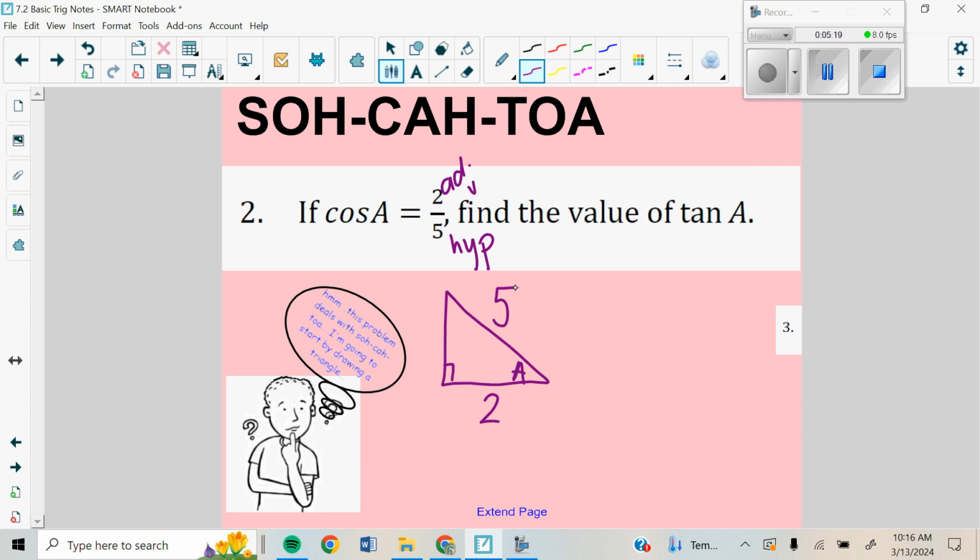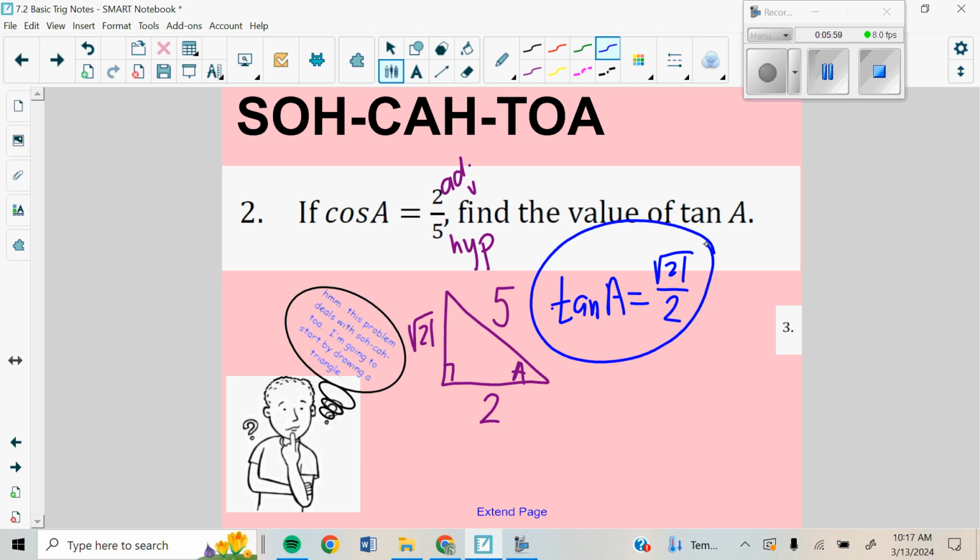So I want you to go ahead and do Pythagorean theorem and find our opposite side because we're going to need that to find the tangent. All right, hopefully you did that. If you didn't, pause the video and finish that up. And you find your opposite side to be the square root of 21. I cannot simplify that by pulling out any perfect squares, so I'm going to leave it as the square root of 21. So now the tangent of A is going to be my opposite over my adjacent. So square root of 21 over 2. And that's where we're going to leave our answer for this problem.